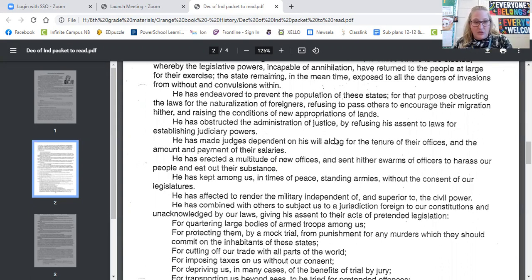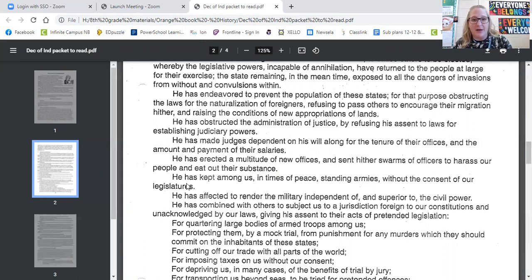He has erected multitudes of new offices and sent hither swarms of officers to harass our people and eat out their substance. Okay, highlight that. Harass our people and eat out their substance. He's really getting warmed up now. So Thomas Jefferson is starting to get really negative and really point out all of their stuff. Harass, eat out their substance. He's getting pretty angry now.